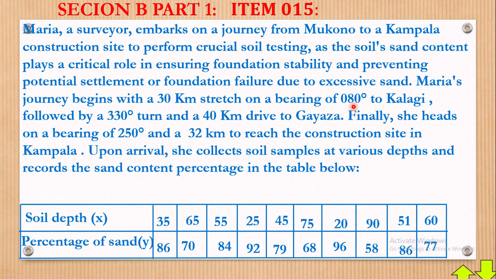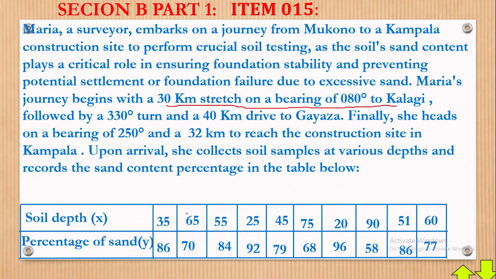Always be careful with this. They can bring what you call a 2-in-1, like in here we have bearing and we have scatter graphs. This video is a nice one, better watch it to the end. On a bearing of 080 degrees to Kalagi. Let's start off with the sketching of this. With bearing, you need to sketch. So 30 kilometers on a bearing of 080 to Kalagi.